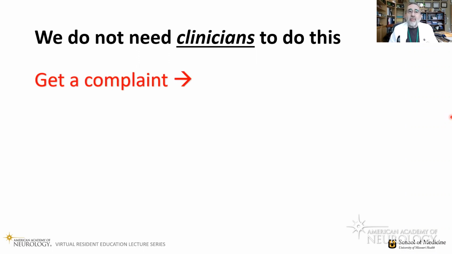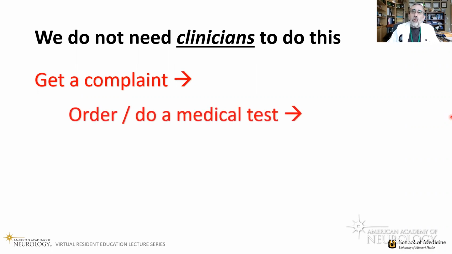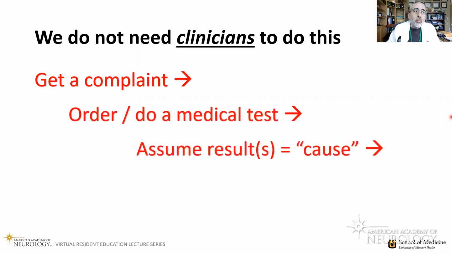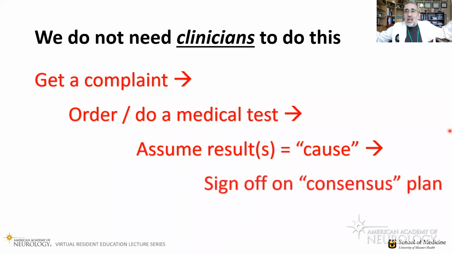A computer can do this stuff for us. Our patients can do this stuff for themselves in many cases. Passively record a complaint, order or do a medical test, simply assume that whatever the test tells you will be the cause and the explanation for the complaint, and then execute some consensus criteria that a group of experts got together in a Hyatt hotel somewhere and voted on and said, whenever this test shows such and such, do this or don't do that. If these 4 steps are all that people think clinical medicine is good for, we don't need a clinician. It's all passively decided before that clinician ever walked in the room.